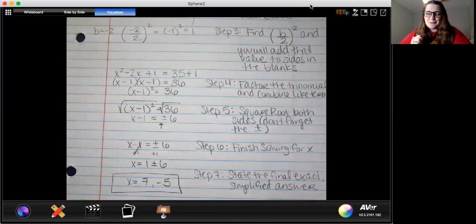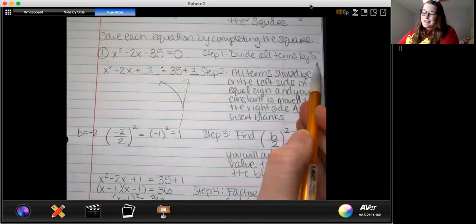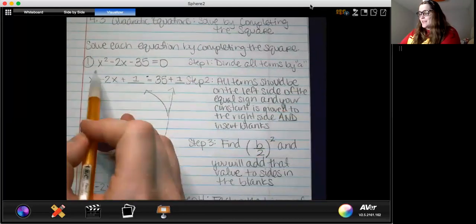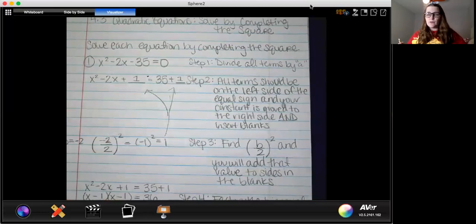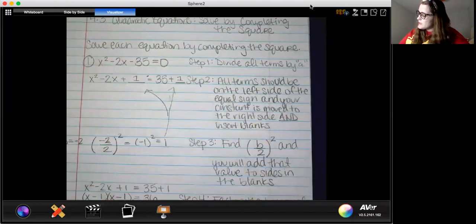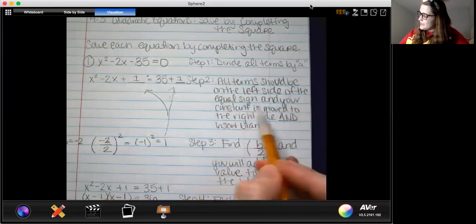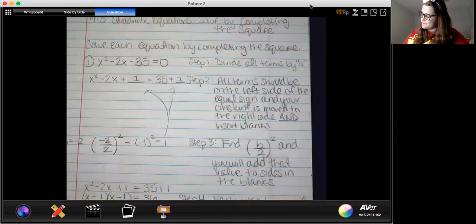As always, this one always takes longer the first time around. We write it spread out. We really define each step so that it's clearly defined when you come back, if you need to come back to review the skill. So step 1, we divide all terms by a. This rule only really applies if you have anything other than 1x squared, 2x squared, 10x squared, 12x squared, whatever it may be. Then all variable terms should be on the left side of your equal sign, and your constant should be moved to your right while inserting blanks.